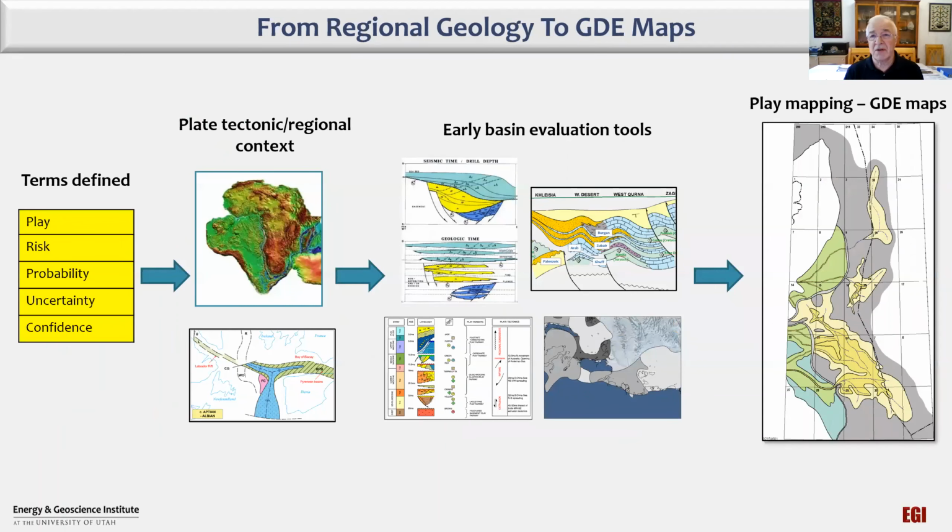Regional context is critical to understanding any basin or play. We work from plate tectonics down to the basin scale, where we use a wide variety of tools such as megasequence analysis, tectonostratigraphic charts, and confidence mapping to arrive at what is probably the most fundamental element of play analysis, the gross depositional environment, or GDE map.